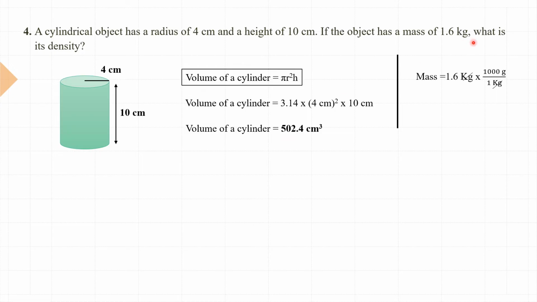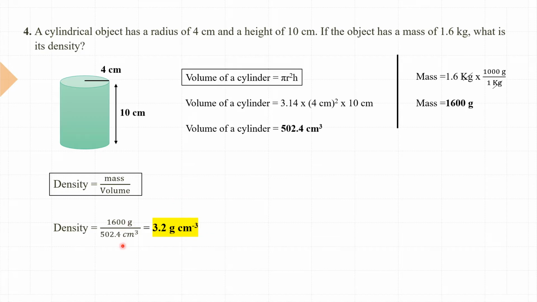Then the mass of the object is given in kilograms, so let's convert kilograms into grams. We use this conversion factor, which comes from the equality 1000 grams equals 1 kilogram. Now kilogram cancels. 1.6 times 1000 is equal to 1600 grams. Now we know the mass and the volume. Let's calculate density. Applying mass divided by volume, the density is 3.2 grams per cubic centimeter.